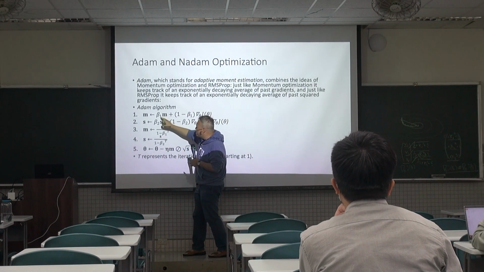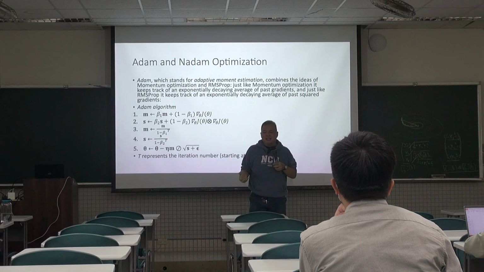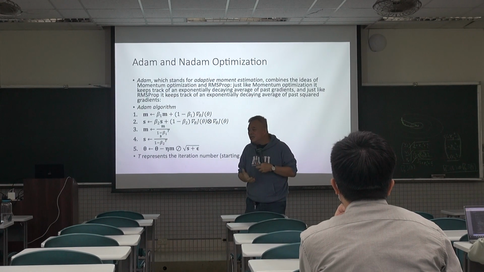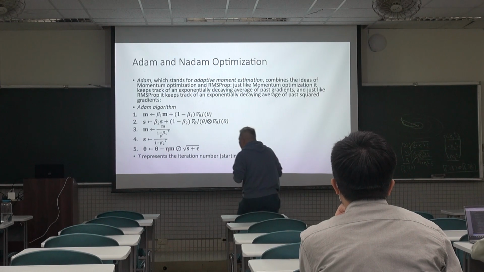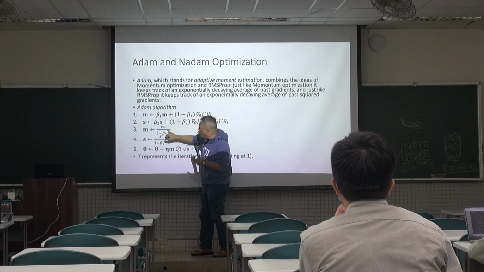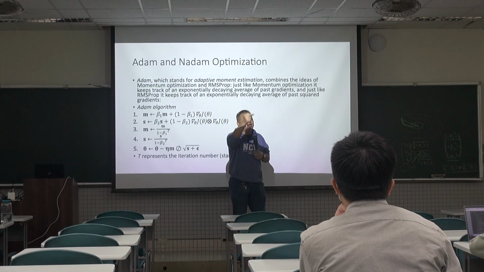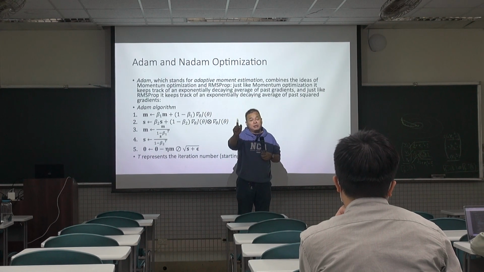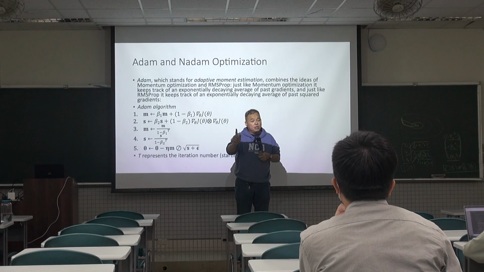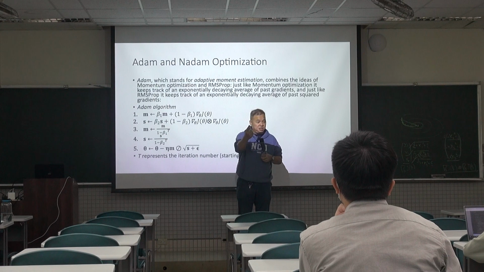Remember, this beta 1 comes from here. It's the friction, the momentum hyperparameter. That value is normally 0.9 something, right? Oh, by the way, what is T? T is the number of iterations. So at the beginning, the first iteration, T is 1, right?